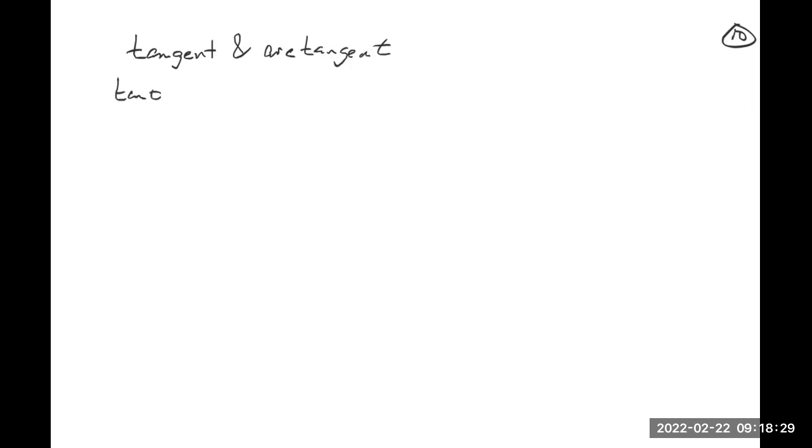Okay, tangent theta is sine theta over cosine theta. Or on a unit circle, we can simply say y over x. Arc tangent of A is undoing of tangent.